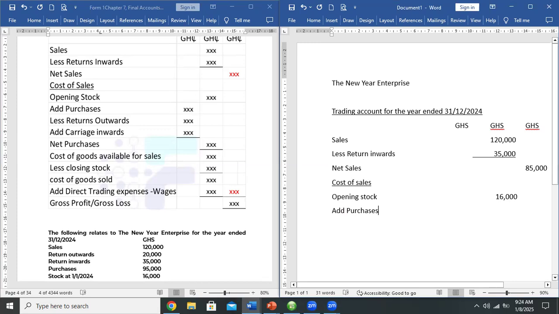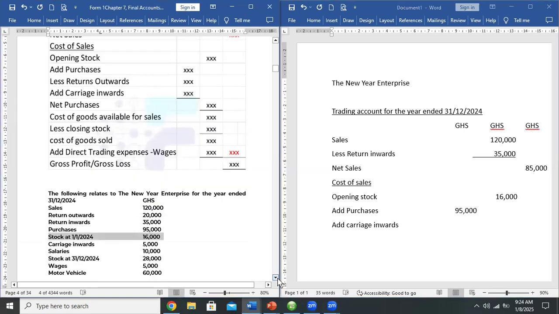Okay. Now, if you are solving a question where there is no return outwards and carriage inwards, then you add the purchases straight. Okay. But if there are those items or even one of them, you have to put it at the first column and you adjust before you bring your net purchases. So our purchase is 95,000. I want to believe my professors appreciate the point I just made. So carriage inwards, we'll add it, and carriage inwards in the question was 5,000. So we add the 5,000 to it.